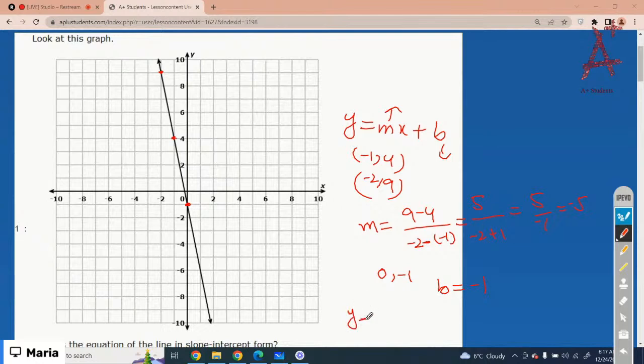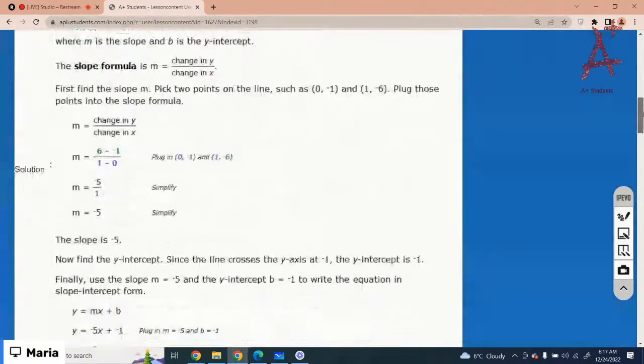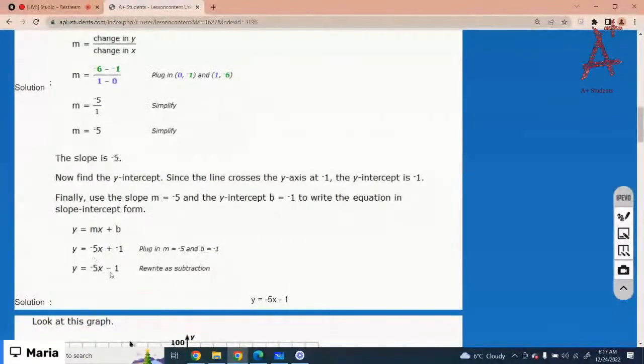Just put the values in the equation. y equals mx plus b, where m is -5. It would be -5x, and b is -1. So it would be y equals -5x minus 1. Got it? Here you can see.